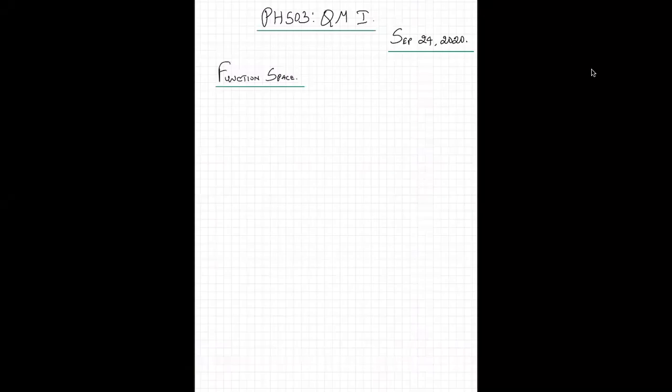So today we will get started with the notion of function space. Function spaces are infinite dimensional linear vector spaces, and the particular kind of function space that we will be interested in is called the Hilbert space. Okay? So let me start with the basics of function space.